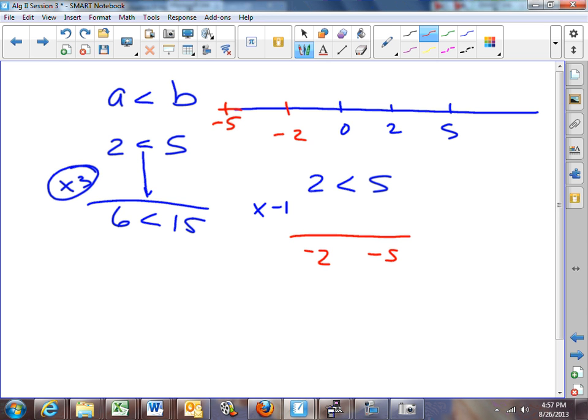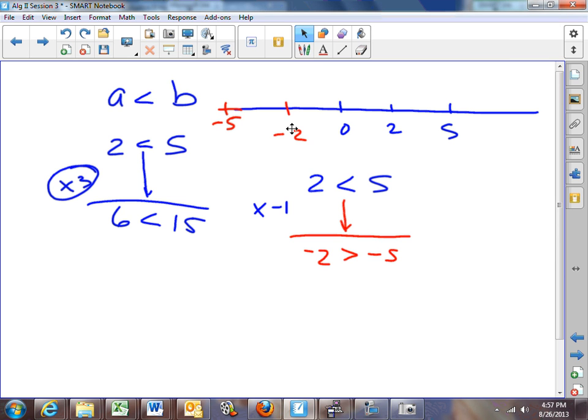Now, which of the numbers is less? Well, it's pretty obvious that -5 is to the left of -2, so it would be the smaller of the two numbers. Now notice, when we multiplied both sides of the inequality by a negative number, the inequality sign changed directions. This is the multiplication property of inequality.